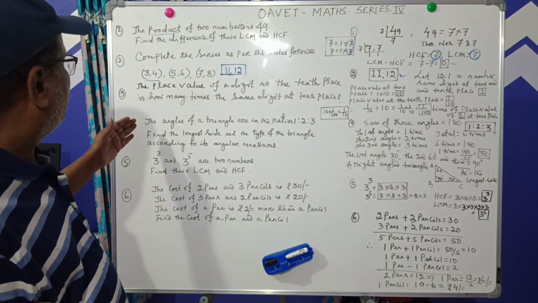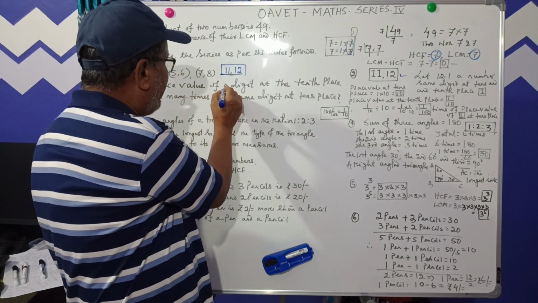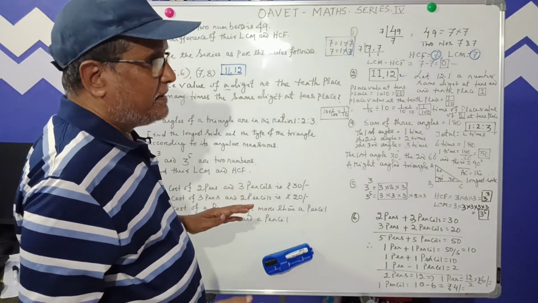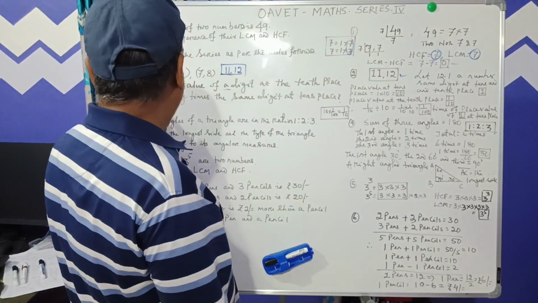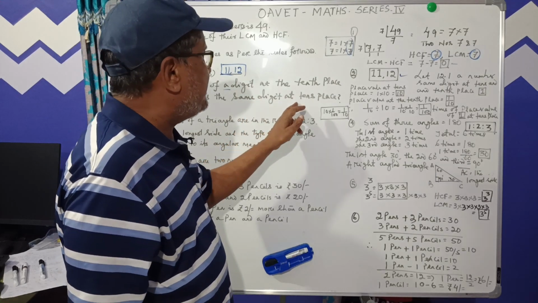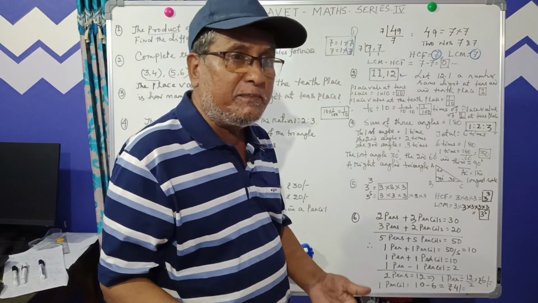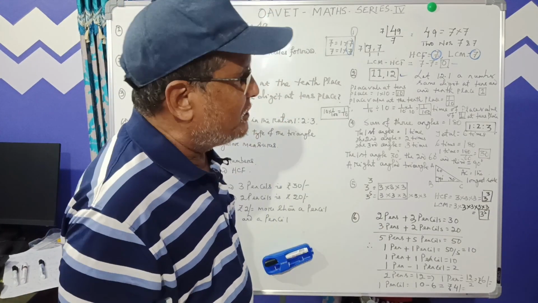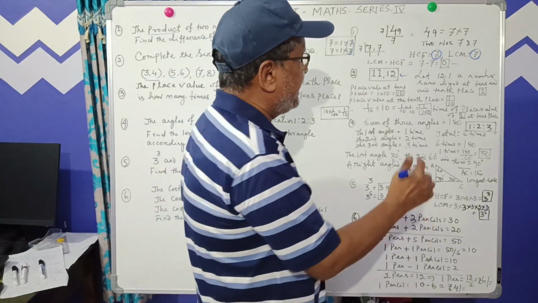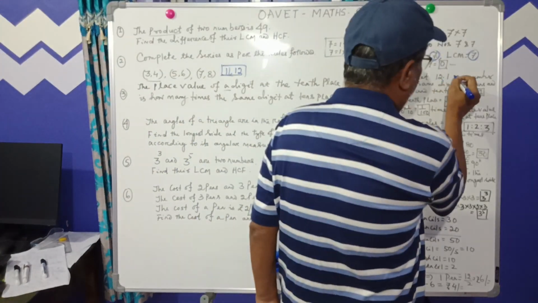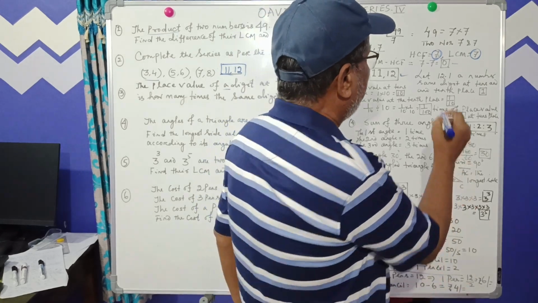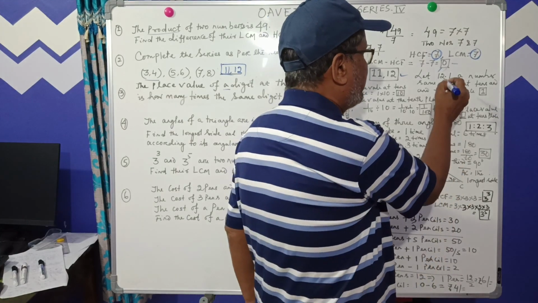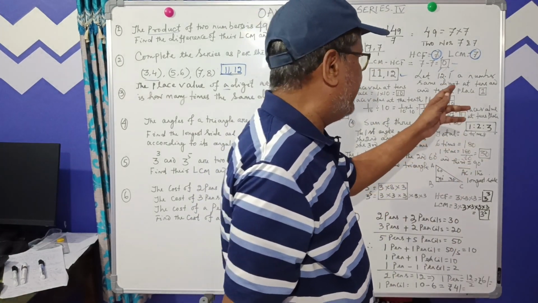Then come to question number 3. The place value of a digit at the tenth place, that is after the decimal, is how many times the same digit at the tens place? So what is tens place and what is tenth place? Let's take an example so that it will be easy for you. We have taken an example here, 12.1. You see 2 is at ones place and 1 is at tens place. But after the decimal, 1 is at tenths place.